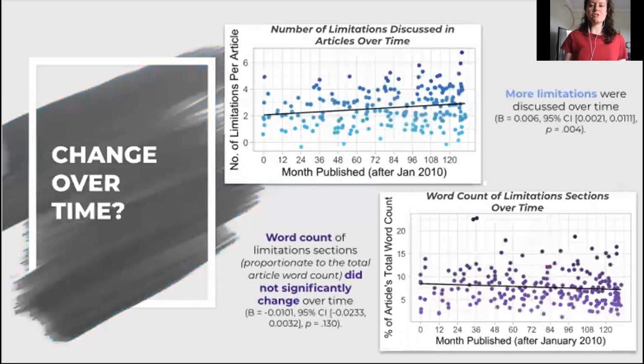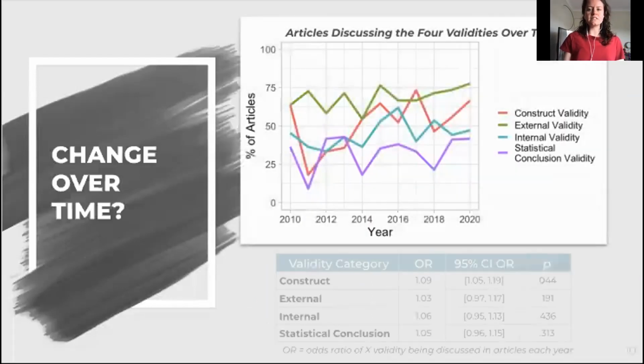Now, in terms of change over time, we found that more limitations were published over time. And that's interesting because we didn't find a significant increase in the word count of limitation sections over time. In fact, our results almost trend in the opposite direction. And what that means is that more limitations were discussed in the same amount or fewer words. As for the 4 validities themselves, we didn't find any strong evidence of linear change over time here. And there are a few possible explanations for this, but for the sake of time, I'm not going to go into them right now.